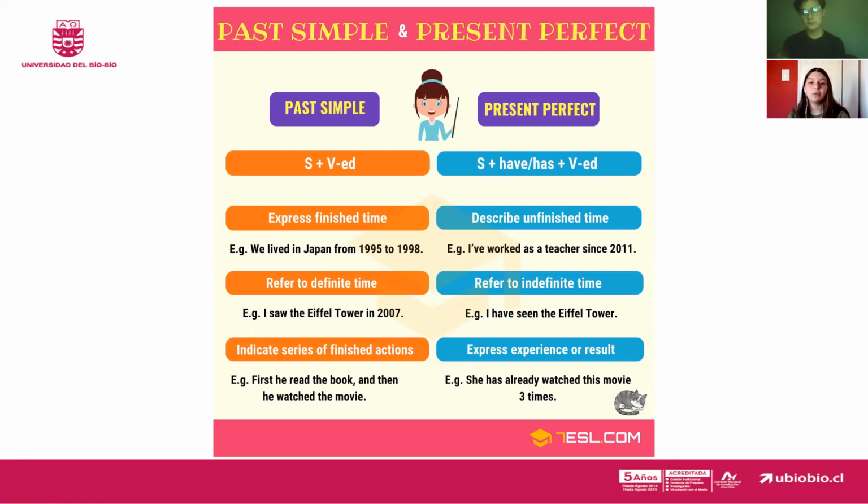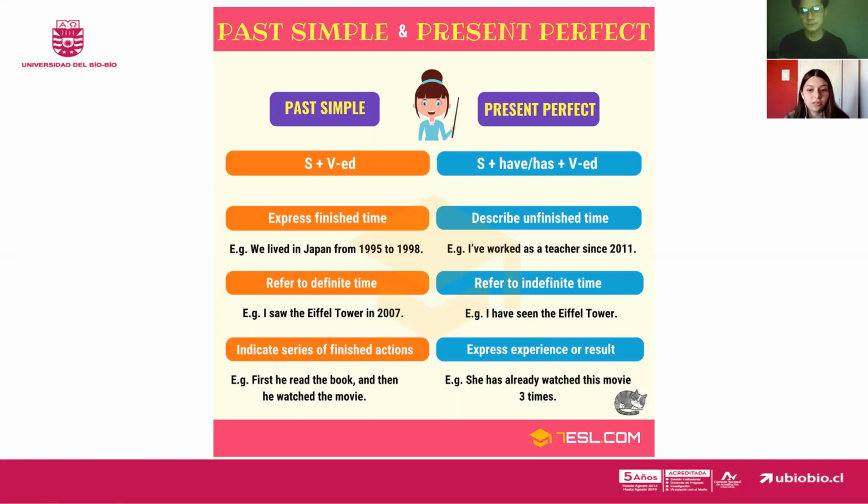But when we use present perfect, we are describing unfinished time. Like, I've worked as a teacher since 2011. This means that my work as a teacher hasn't finished yet, so it doesn't have a defined time. Then we have, of course, that the present perfect refers to indefinite time, as I was saying before. For example, I have seen the Eiffel Tower, but you don't know how long ago I saw the Eiffel Tower.